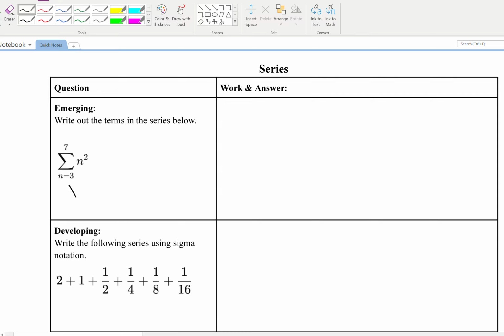Notice that n equals 3 is the lower limit, and so we would put 3 in for n squared. Now 3 squared is 9. Remember, this is a series, not a sequence, so we're going to put plus signs, not commas.